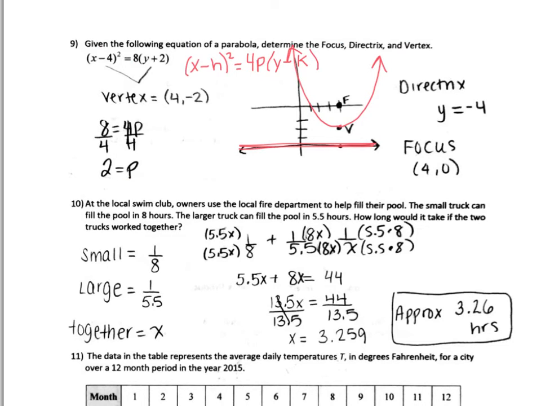All I did was take my vertex, go down 2 values, go up 2 values. So therefore my focus is on the inside and my vertex is right there. The directrix line is the line y equals 4, and my focus is 4, 0.